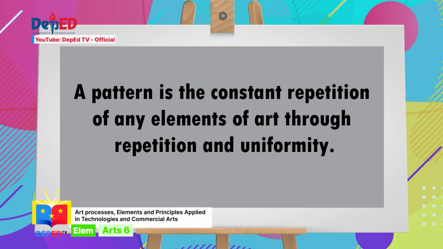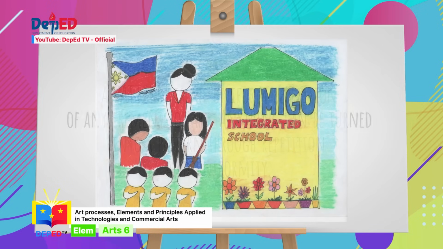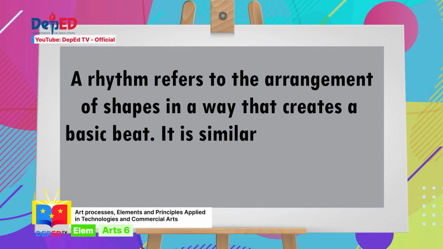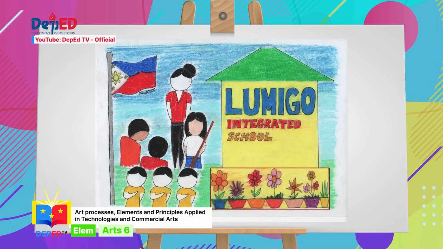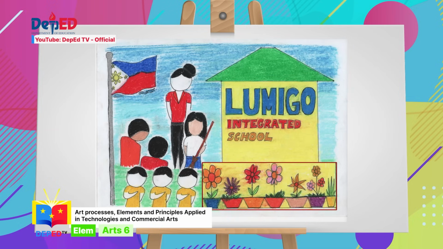A pattern is the constant repetition of any elements of art through repetition and uniformity. Like these kids here. Besides, the flagpole was an example of a pattern. A rhythm refers to the arrangement of shapes in a way that creates a basic beat. It is similar to the rhythm of music, but instead of notes and sounds, we use colors and shapes. Examples of rhythm are the flowers here and the fonts below.